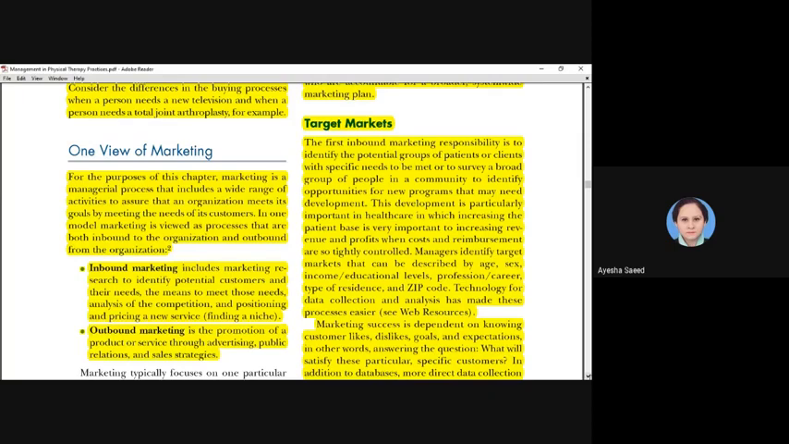Inbound marketing includes marketing research to identify potential customers, their needs, the means to meet those needs, analysis of the competition, and positioning and pricing a new service, finding a niche. Niche is something that is new. So, inbound marketing is more like research where you plan ahead how you're going to promote your product. Outbound marketing is the actual promotion of a product or service through advertisement, public relations, and sales strategies.